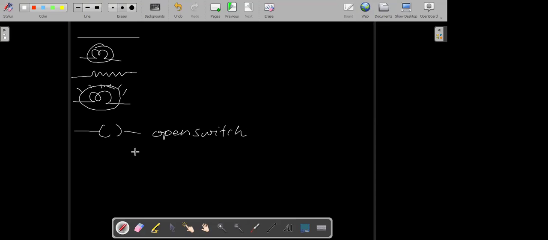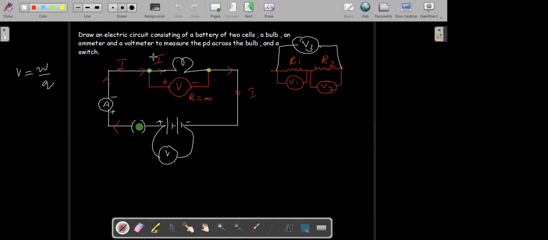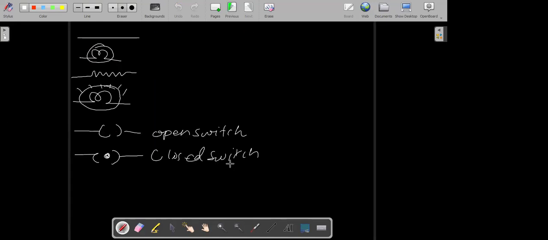This one is a closed switch. Open switch, closed switch, a cell, a battery. This is a cell. This is a battery.